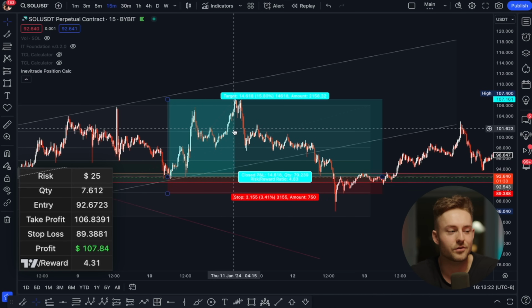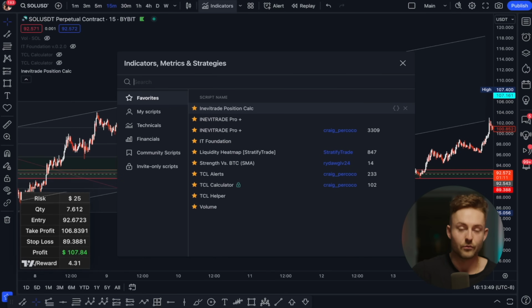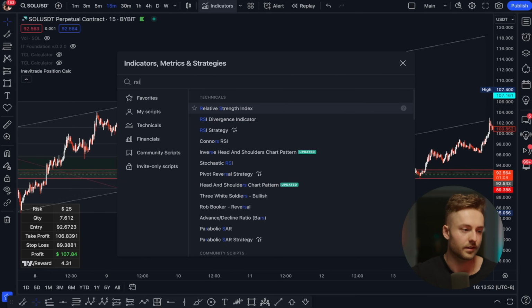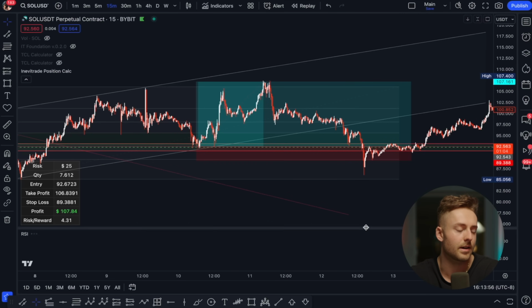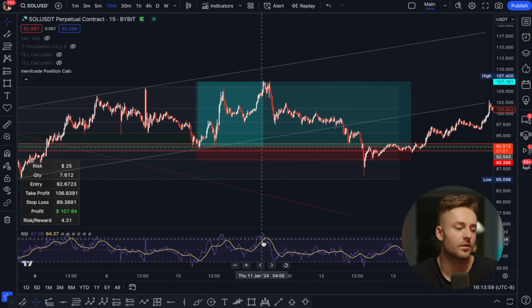Now, as far as knowing how to get out of these trades at the right time, a really cool way is by using a tool called an RSI, which stands for relative strength index. So I can go ahead and add that to my chart here. And you can see there's 2 dotted lines.